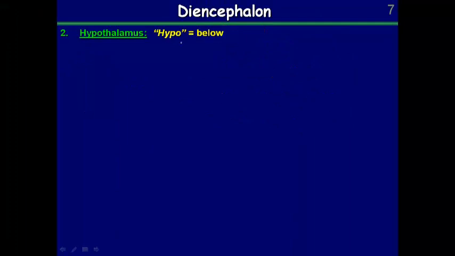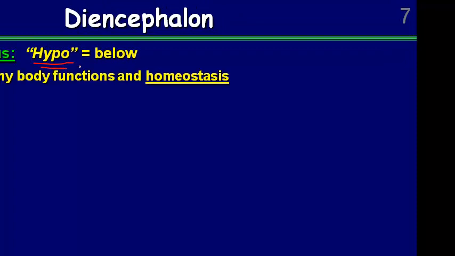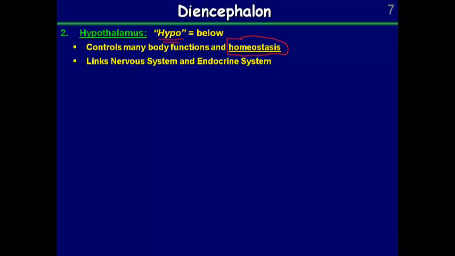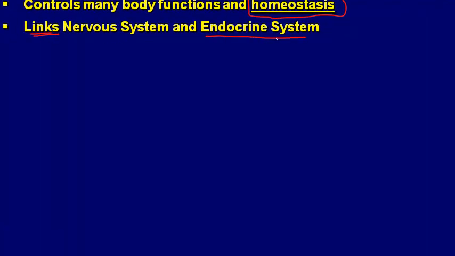Next part of the diencephalon is the hypothalamus. Hypo means below, but this part of the brain is also slightly anterior to the thalamus. So it's inferior and anterior to the thalamus. And this part of your brain is really involved in homeostasis, so controlling and regulating conditions of the body. That's what your hypothalamus does. And a lot of times it does this by controlling endocrine organs, so producing hormones. So this part of the brain is the linker between your nervous system and your endocrine system.